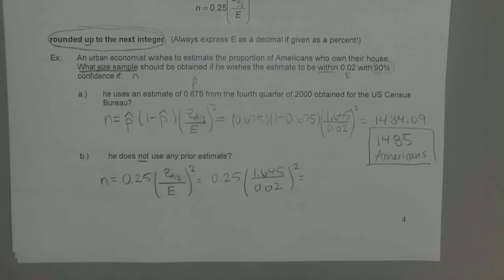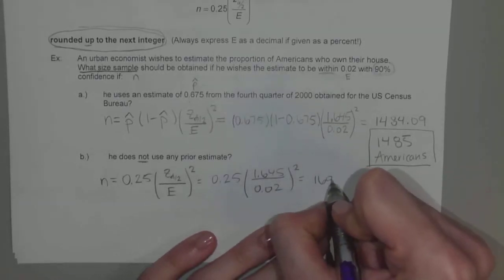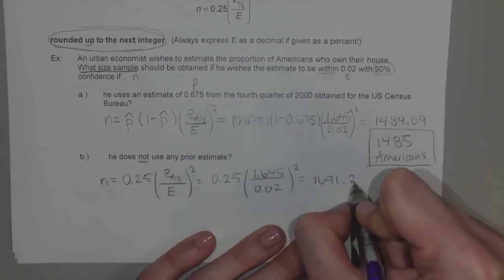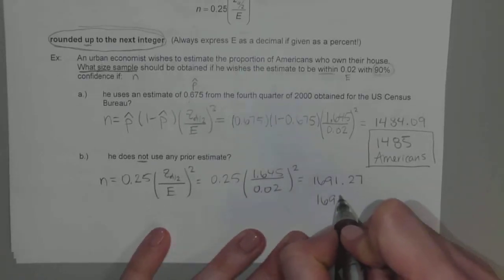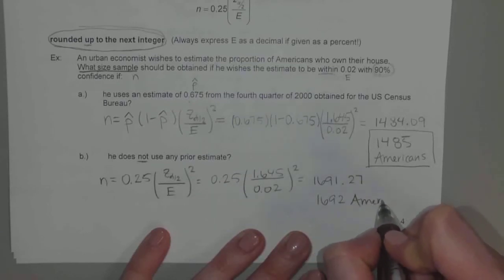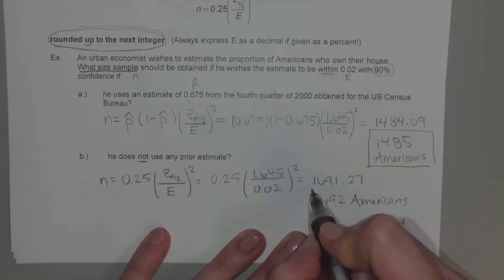When I do this, I get 1,691.27. Is that what you guys get? Yeah. So what does that mean? It means I need to ask at least that many people. So I've crept over that 1,691 mark, but I can't ask 0.27 of a person. So I need to ask 1,692 Americans, as wrong as it feels.